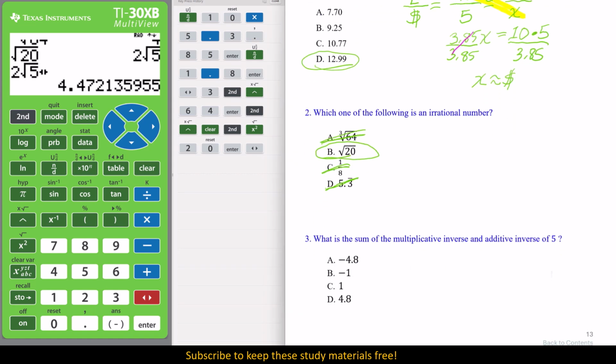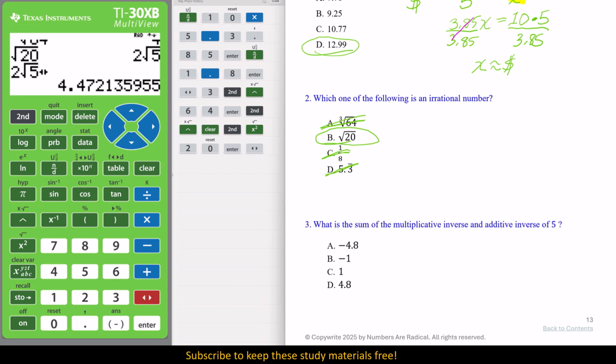Let's see. Number 3. All right. What is the sum of the multiplicative inverse and the additive inverse of 5? Okay, we know that every whole number is over the imaginary 1. Now, if we want to take the multiplicative inverse, we need to use a reciprocal. You have to take that thing and flip it upside down. Then we're going to add it to the additive inverse. Well, if we have positive 5, the inverse is minus 5.